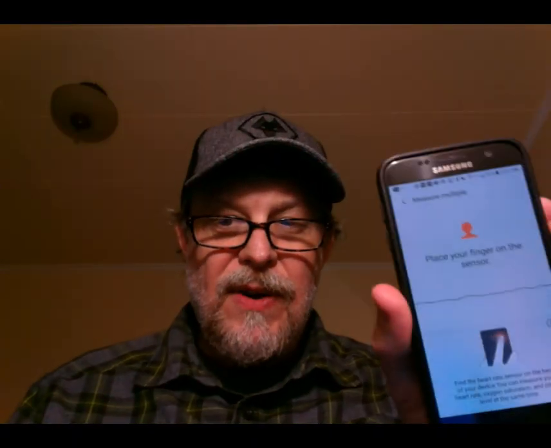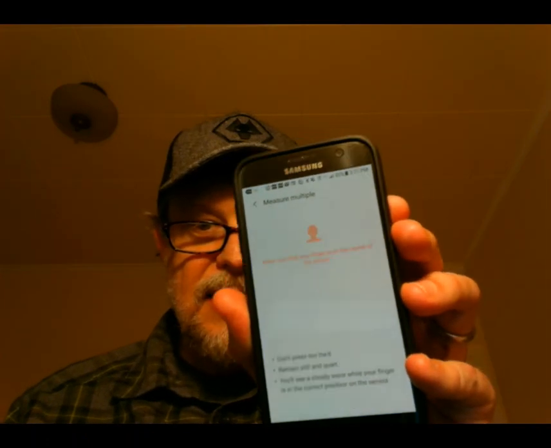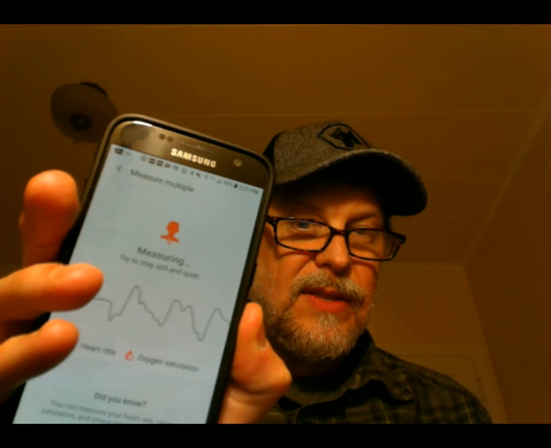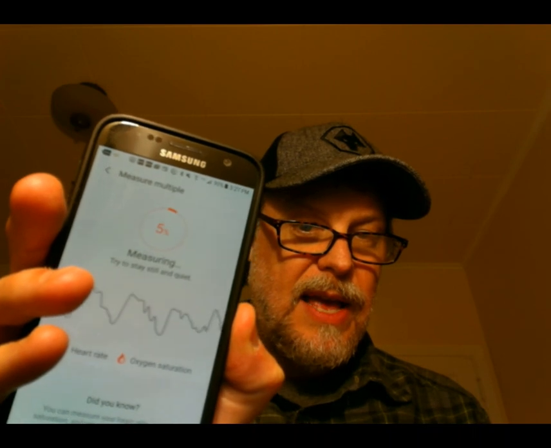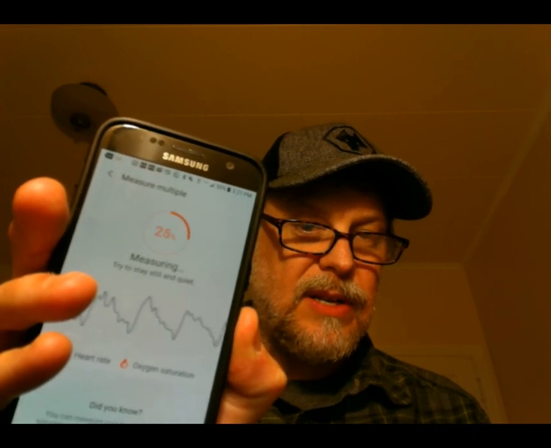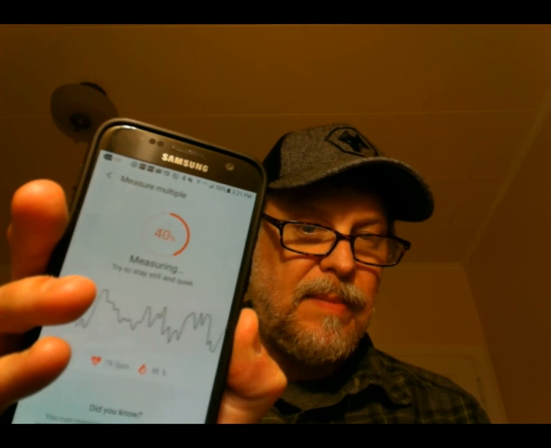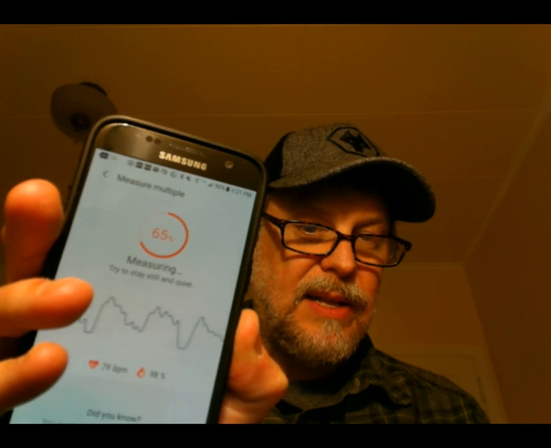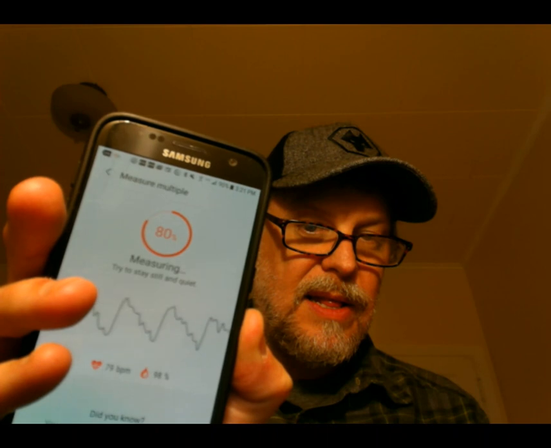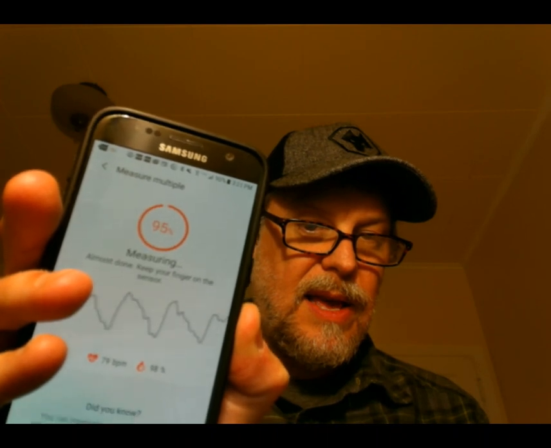Okay, so this is my phone, and you can see it says, place your finger on the sensor. And so if I take my finger here and put it on the sensor, you're going to notice, if you can see it, there's a little red light there that just went off. It doesn't like it that my finger's not on it. And then what it's asking me to do is not move. And it's going ahead and it's checking my pulse or heart rate. And it's also checking my oxygen saturation. Now it takes a little time. That's 40% done. We've got to wait a little bit. And it's done.